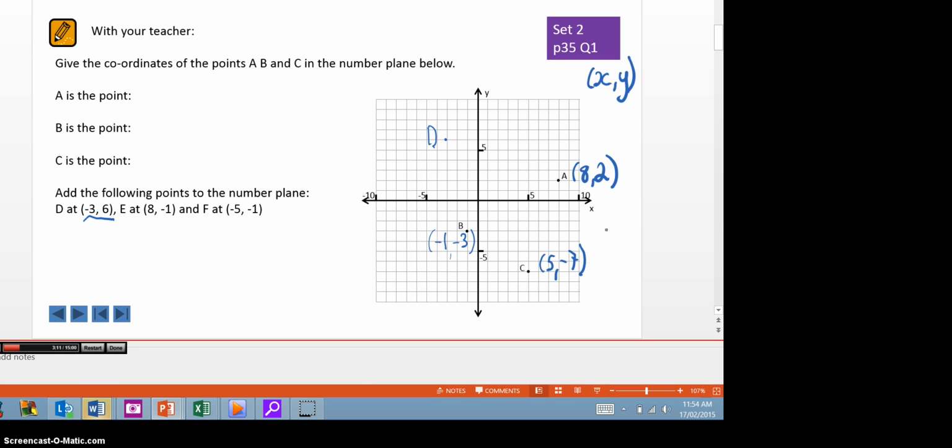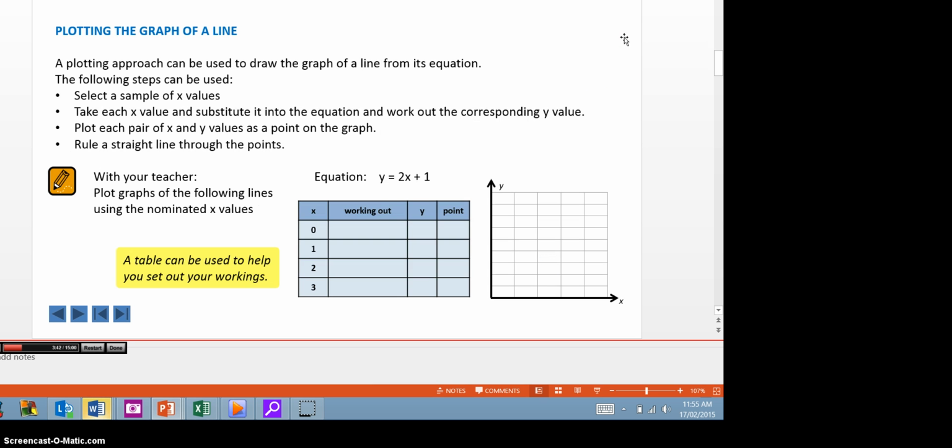We're going to put an E now at position 8, -1. So again, starting at the origin, being an x term, we go across to 8, and then -1 is a down. So we've got E at this position here. And our last example is F at position -5 down to -1. So we put an F there. So I want you to have a go at set 2, page 35, question 1. Make sure you stop the video every time to do the examples, and then you can restart it.